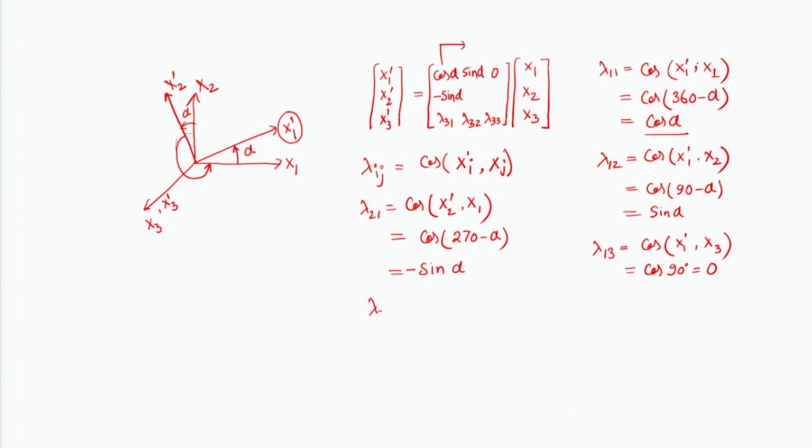Similarly, I go with the lambda of 2 2, and I realize that this is the cosine angle between x2 prime and x2 of the given system. So, the angle which I am looking to evaluate is actually the angle from here to here. Again, every time I am measuring the angles in the anti-clockwise sense only. So, if I look at the system, it is cos of 360 minus alpha, and we understand that this is cos alpha, and that is what the expression gives us.